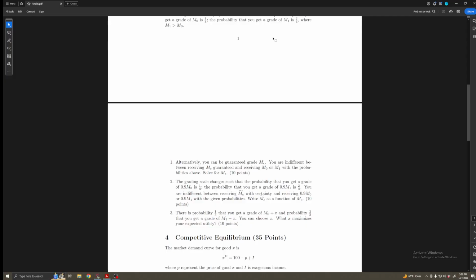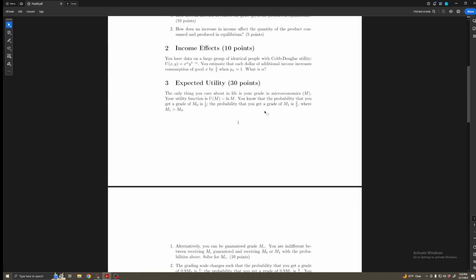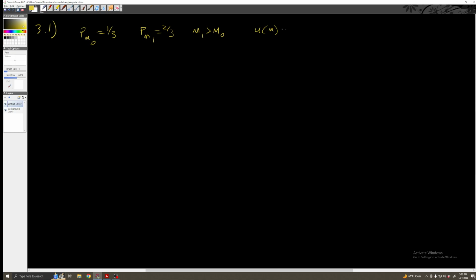Let's go ahead and set up the question, right? So we have 3.1 here, and we have this probability of receiving m sub 0, and a probability of receiving m sub 1. We know that m sub 1 is greater than m sub 0, and we have a utility function, which is a function of m, and it's this risk averse function here, natural log of m, right? And so we're trying to figure out what is the value of this m sub c?